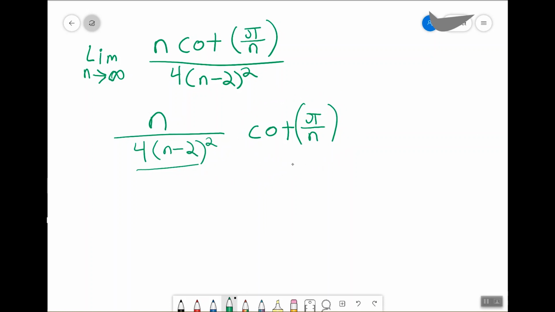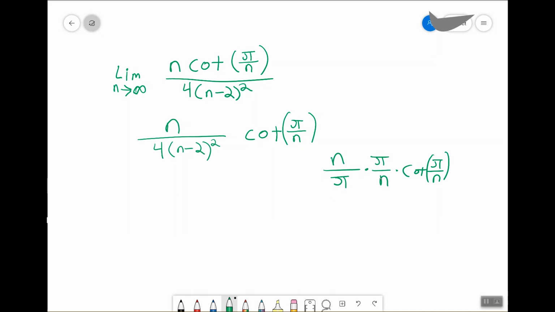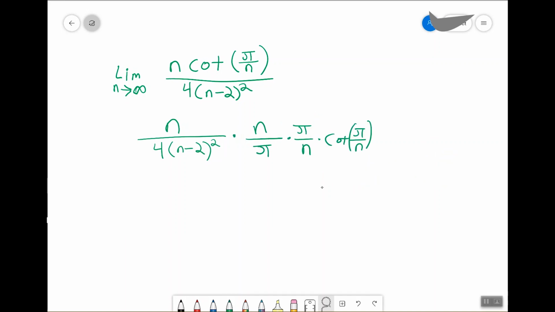We can rewrite cotangent of pi over n as n over pi times pi over n times cotangent of pi over n. If you notice, this did not change the value of our term here, as n over pi times pi over n is just 1. In addition, we can rewrite cotangent of pi over n as 1 over tangent of pi over n, as cotangent is the reciprocal of tangent. Remember that this is still the same equation as the one above.